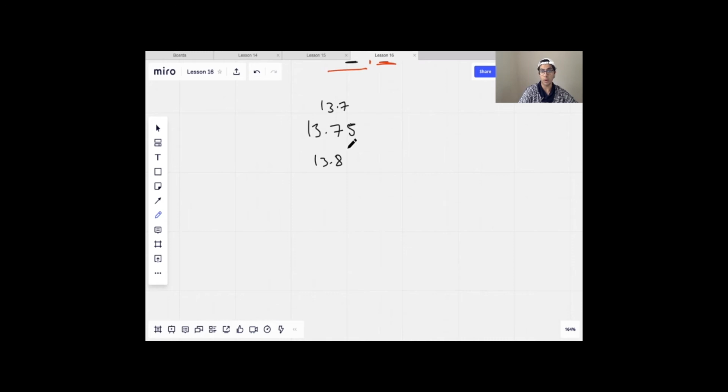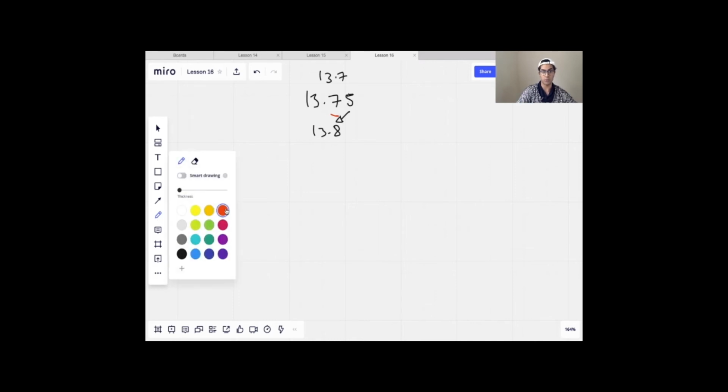So when we round, we can round up to 13.8. But the rule here is, if we want to round to this place here, we look at the digit next to it, and if it's greater than or equal to 5, then we increase this number. But if it's less than or equal to 4, then we leave this number alone.